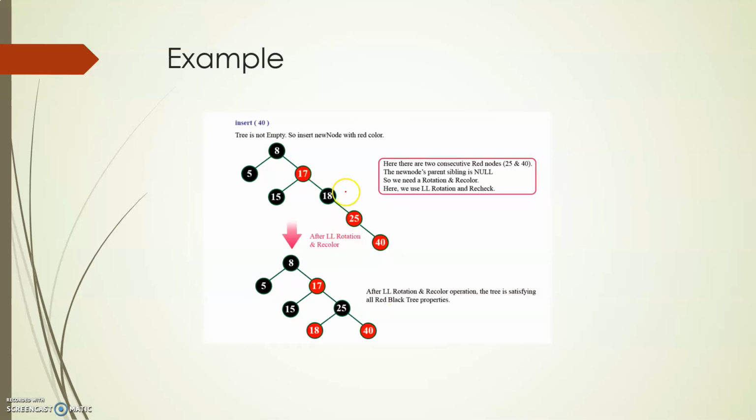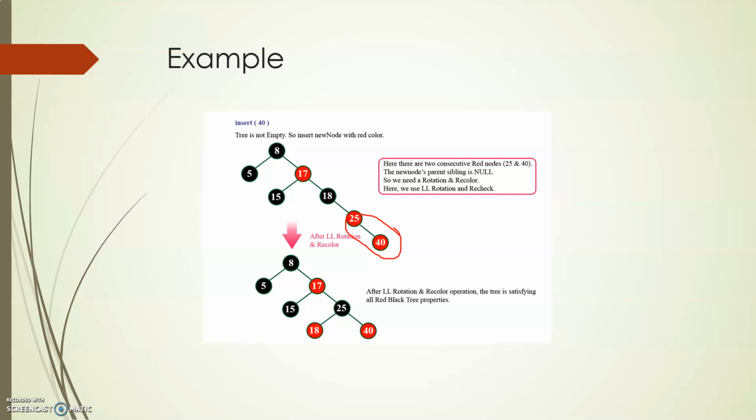Next, we have to insert 40. When you insert 40, again it is checked with 8. It's greater than 8. It is greater than 17. It is greater than 18. Greater than 25. So it becomes the right child of 25. Since two nodes are consecutively red, you have to look at the parent node, that is 25's sibling. Since 25 doesn't have a sibling, it is null.